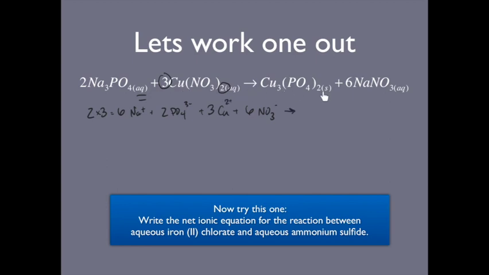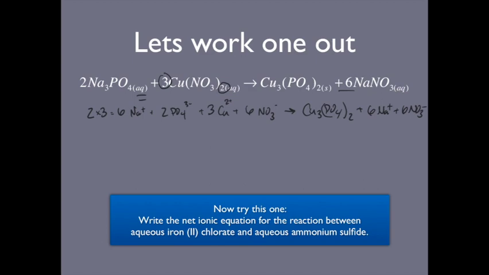Now, on the product side, I have a solid here, and so anything that's solid, liquid, or gas just stays together. You don't need to split those up, so I'm just going to put Cu3(PO4)2, and then finally I'm going to take 6 Na plus ions and 6 NO3 negative ions because that is aqueous, and aqueous splits up.